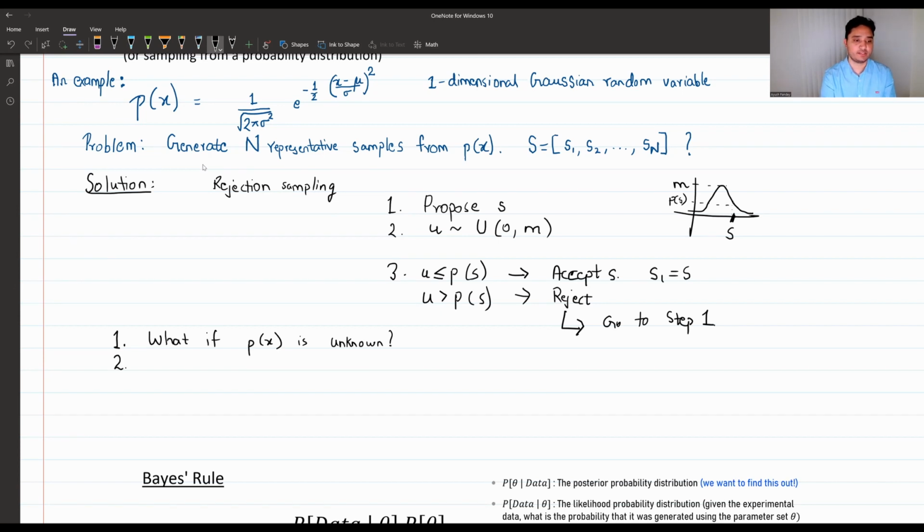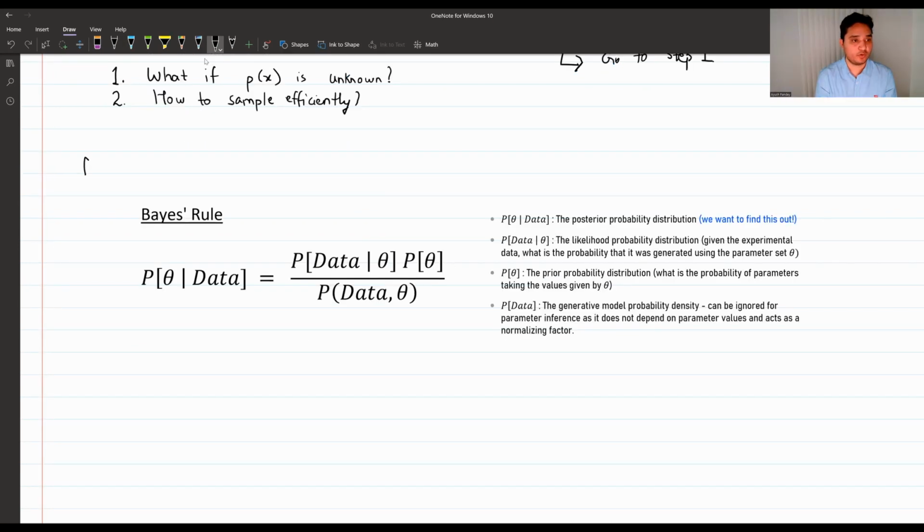And the second thing is how to sample efficiently. So for the first problem that we wrote down above, that is, if the probability distribution Px is not known, which is the common case, we have Bayes' rule at our disposal. And that is the crux of Bayesian inference. So let's think about the Bayesian inference problem for a second again.